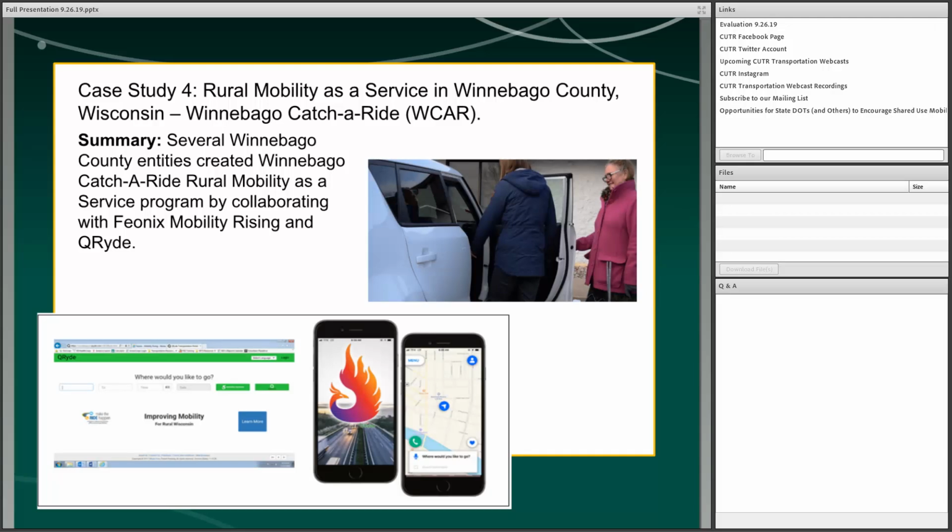The goal of the W-Car program is to hire 20 volunteer drivers in the rural community to meet the unmet transportation needs. The screening process for adding volunteer drivers includes conducting interviews, background checks, and vehicle inspections.